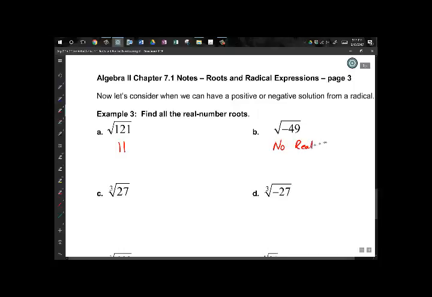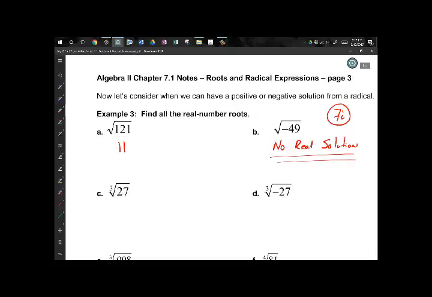The square root of negative 49 has no real solution. I know that there is an answer to that, but there's no real solution to our problem, because the square root of negative 49 is a complex number that you now know to be 7i. But for our cases, if they ask you for real number roots, you're going to answer no real solution.